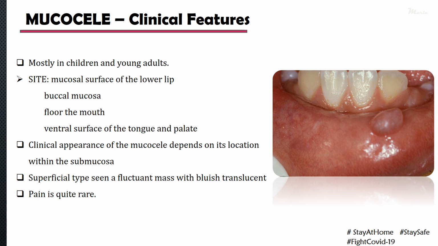The clinical appearance of the mucocele depends on its location within the submucosa. If the area of the mucus pooling is in the superficial part of the connective tissue, it will give rise to a swelling which is fluctuant in nature and has a bluish transparency. However, mucus collection in deeper areas of the connective tissue may result in a mass which is not as fluctuant or as bluish as the classical feature. Pain is quite a rare feature associated with mucocele.